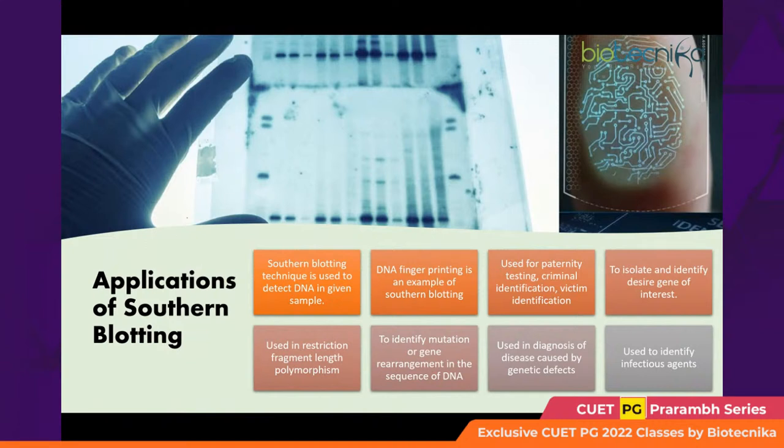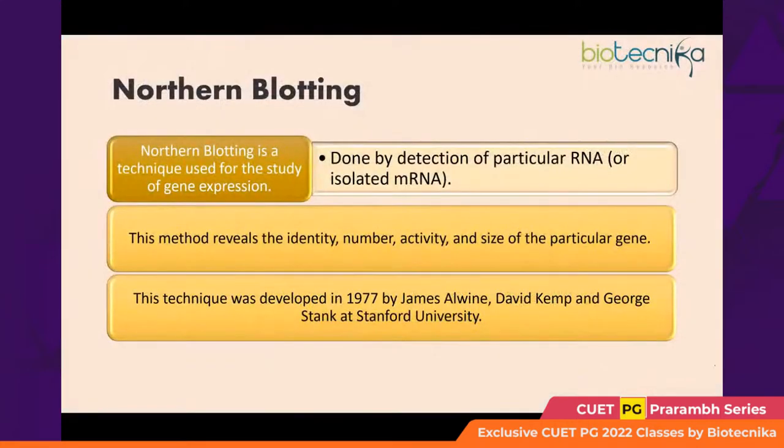So, applications of Southern blotting. The Southern blotting technique is used to detect DNA in a given sample. In DNA fingerprinting, it is used for paternity testing, criminal identification, victim identification, and to isolate and identify a desired gene of interest. It can also be used in restriction fragment length polymorphism. It can be used in diagnosis of disease, and it can also be used to identify infectious agents.